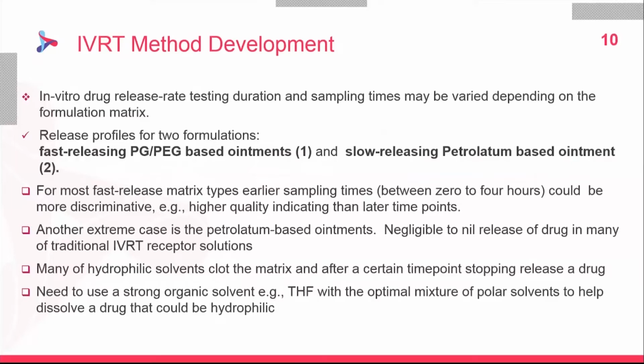Matrix-specific properties, such as rheological properties, must be taken into consideration when developing an appropriate IVRT method. For example, for most fast-release matrices, early sampling time points between 0 to 3 hours could be found more discriminative, while later time points are more quality indicating. Good examples are propylene glycol or polyethylene glycol-based ointments. Both are unlimitedly miscible with aqueous and many organic solvents.